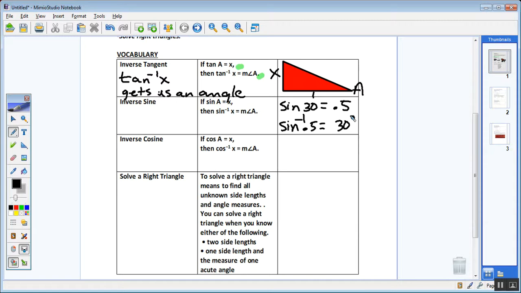an angle, okay? Not going to go on about inverse cosine because it's the same exact thing as the top two. We just need to figure out which of the three trig functions we're going to use, and I'm going to show you that in some examples here in a second, okay?